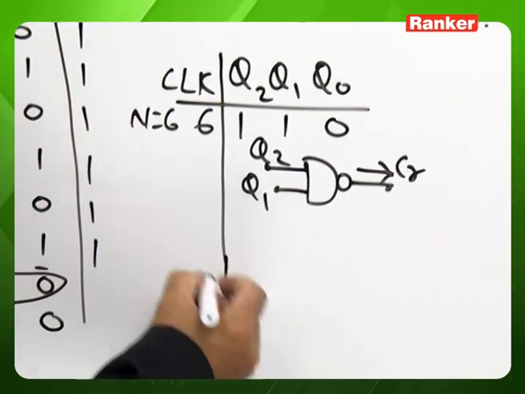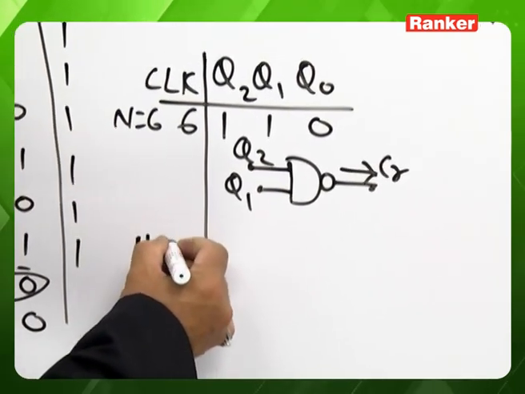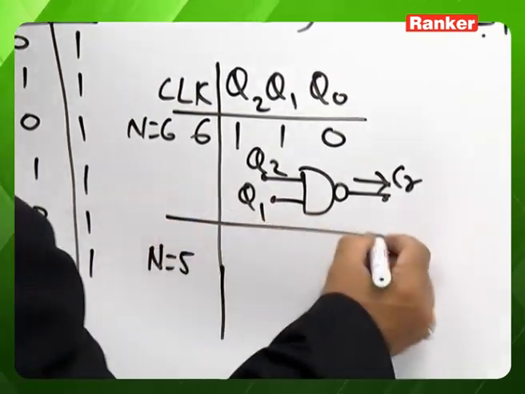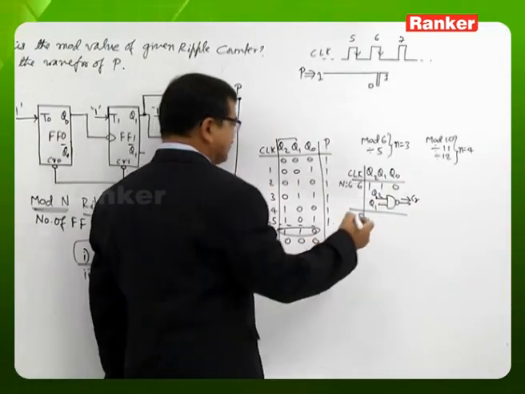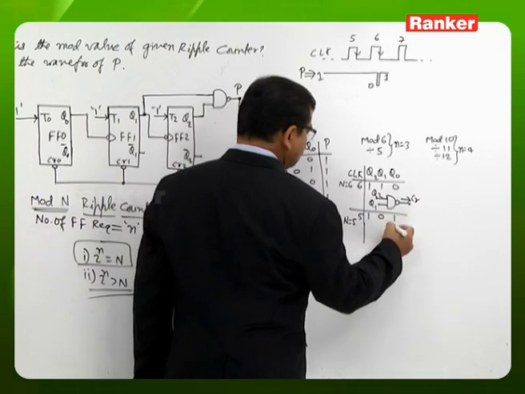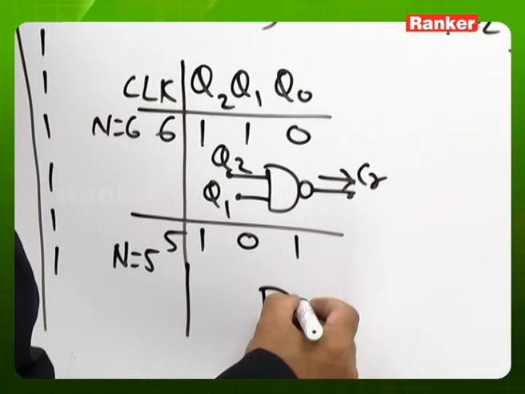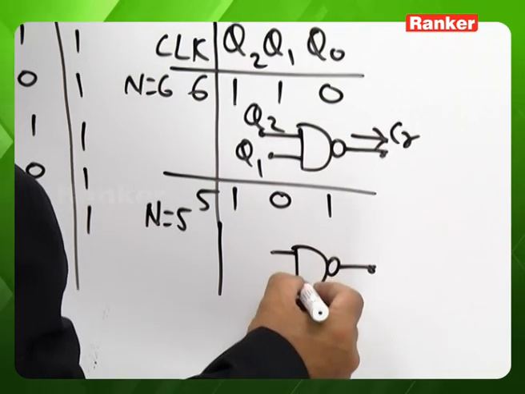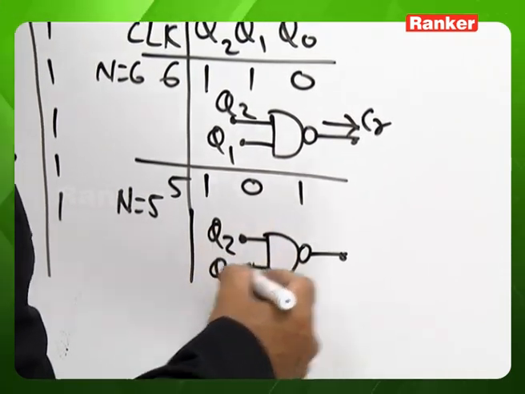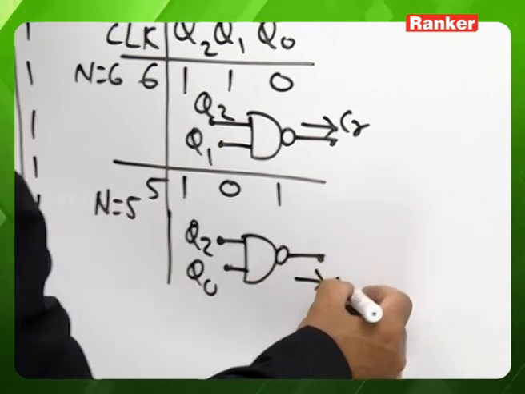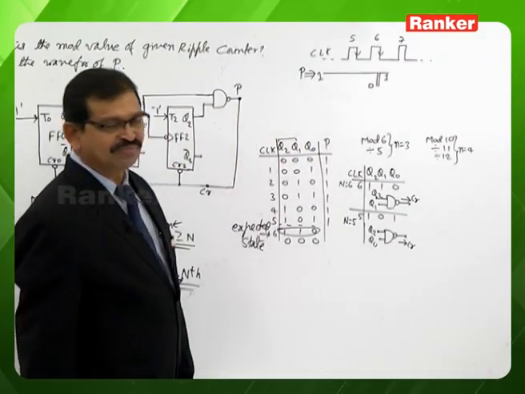Similarly, if you want mod 5, the expected state at the 5th clock pulse is 101. The flip-flops which have the value 1 at the expected nth clock pulse are the inputs to the AND gate. The AND gate output is coming as a clear input of all the flip-flops.